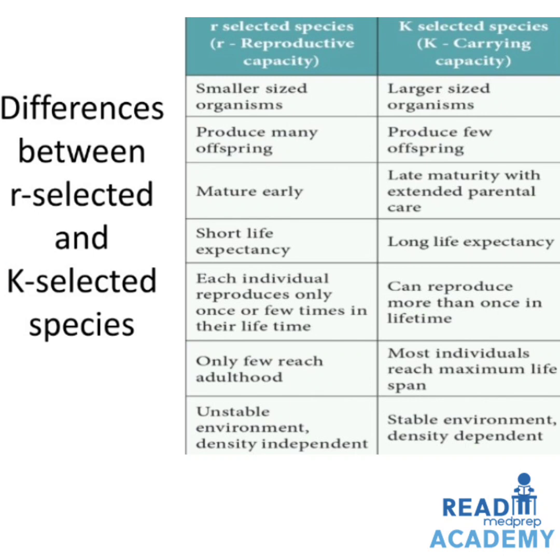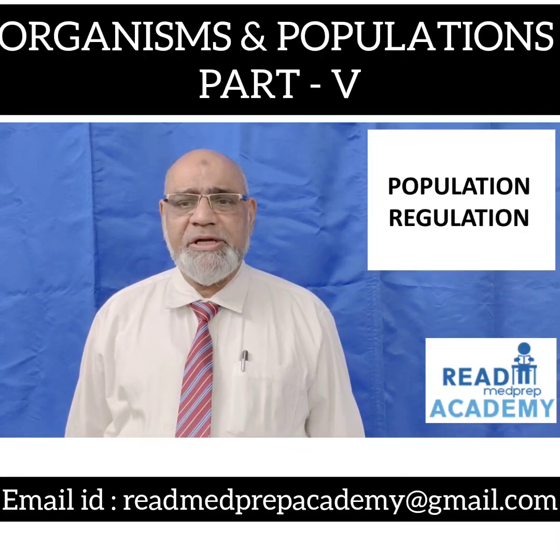In R selected species, each individual reproduces only once or a few times in its lifetime, whereas K selected species can reproduce more than once in a lifetime. In R selected species only a few reach adulthood, whereas in K selected species most of the individuals reach maximum lifespan. R selected species live in unstable environments and are density independent, whereas K selected species are present in stable environments and are density dependent. Now let us move on to population regulation.